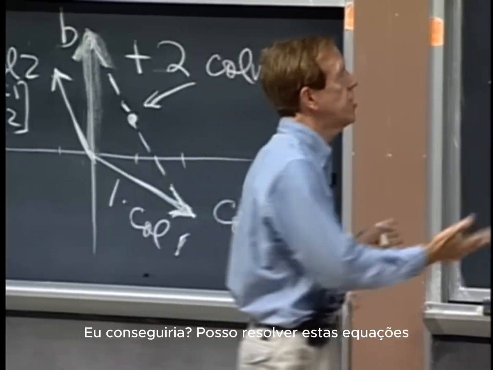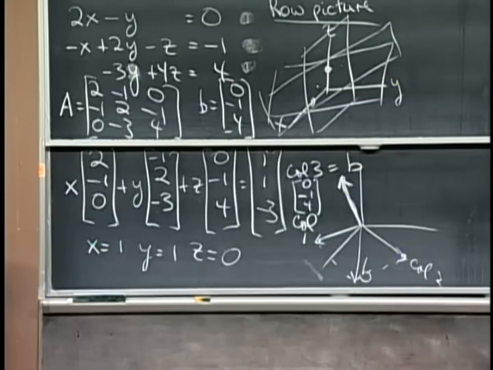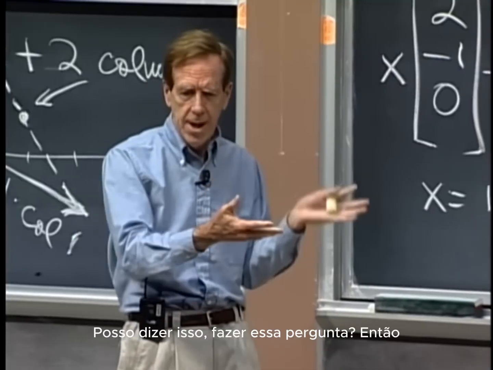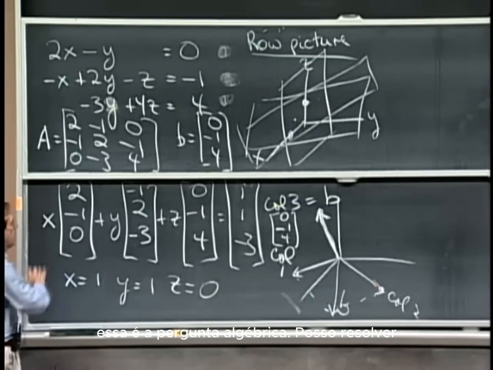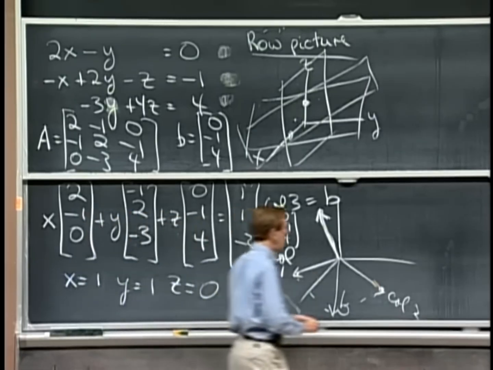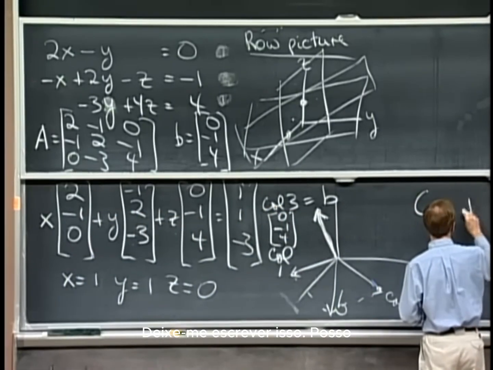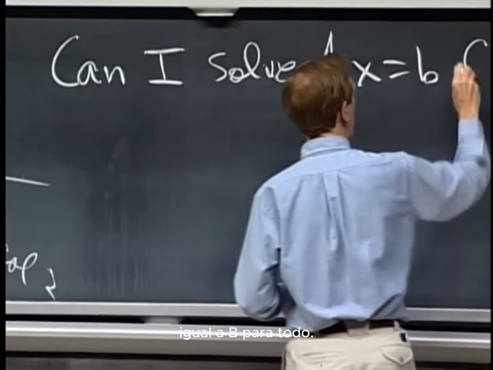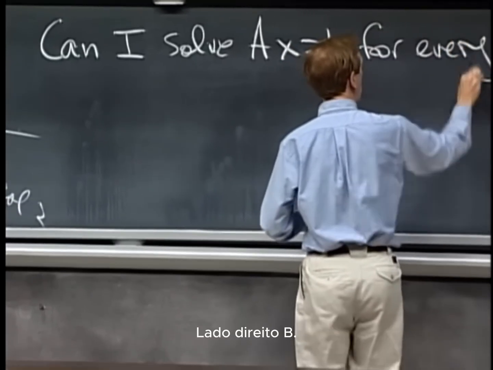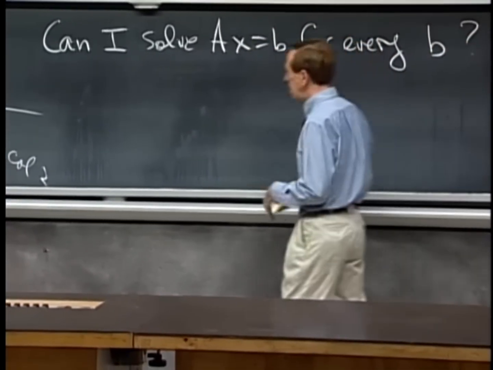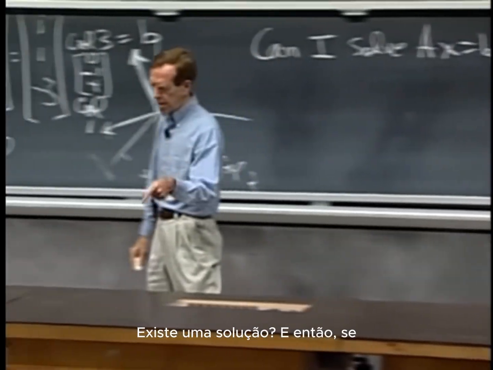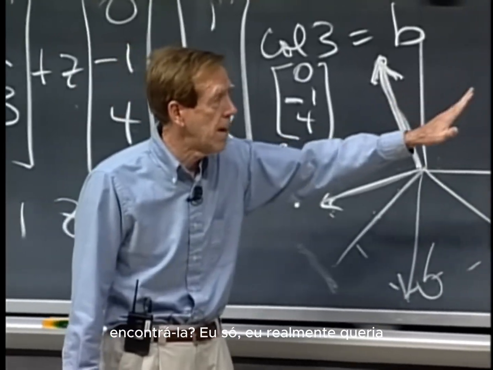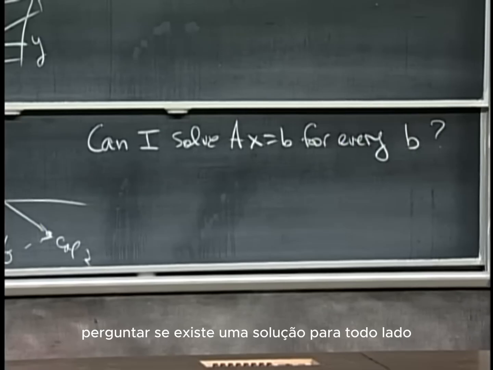Can I solve these equations for every right-hand side? Can I ask that question? So that's the algebra question. Can I solve AX equal B for every B? Let me write that down. Can I solve AX equal B for every right-hand side B? I mean, is there a solution? And then, if there is, elimination will give me a way to find it. I really wanted to ask, is there a solution for every right-hand side?